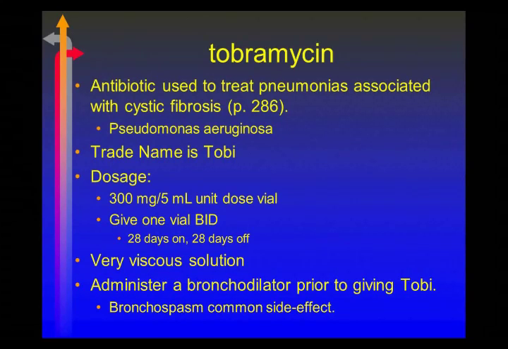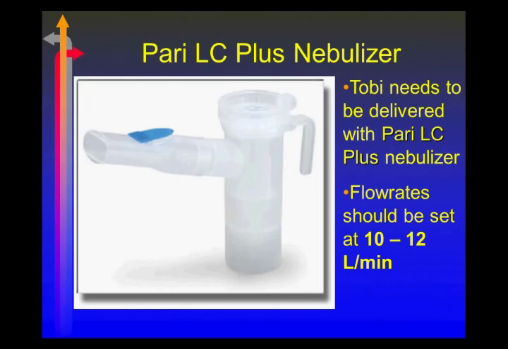It's a little bit of a difficult drug to administer because of the viscosity of the medication. So one thing you'll want to do is give a bronchodilator prior to administration of the drug, and the second thing is you need to use a specific nebulizer, one of which is the Pari LC Plus. The reason you need a special nebulizer is because the drug is so viscous, traditional ones will just clog up. What's it called again? Pari LC Plus.